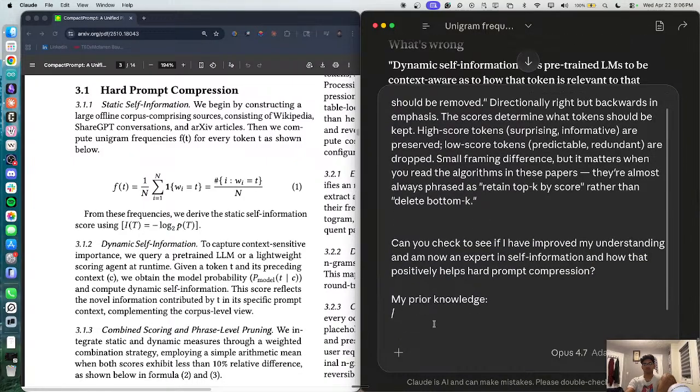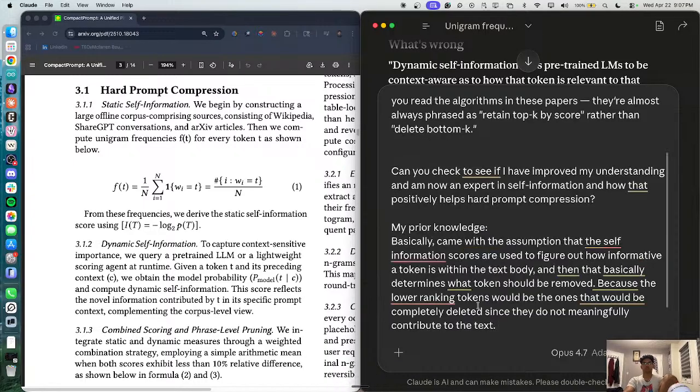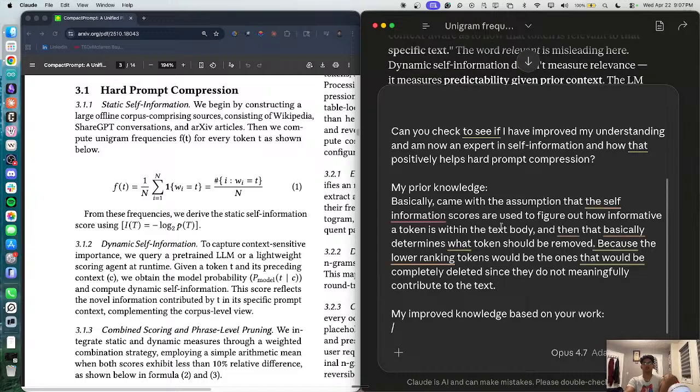Okay, so basically I came with the assumption that the self-information scores are used to figure out how informative a token is within the text body, and then that basically determines what tokens should be removed, because the lower ranking tokens would be the ones that would be completely deleted, since they don't actually meaningfully contribute to the context, or I should say the text, not context. So you can see it automatically fixes all of my errors for me, so that's great.